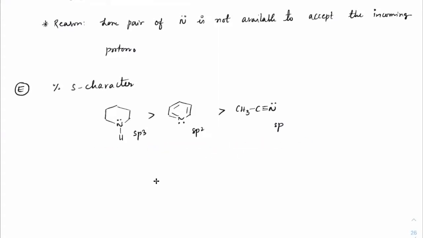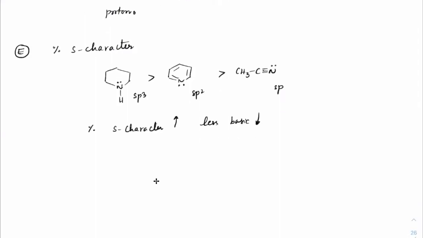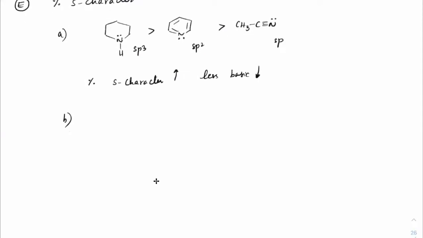Correct. So always remember, the more the percentage S character, the less basic it is, or the basic character is less. Clear? All of them are localized only. Here all of them are localized only. So resonance is not the factor which is to be compared. It is only the percentage S character. Got it? Same way, let me put another question here.